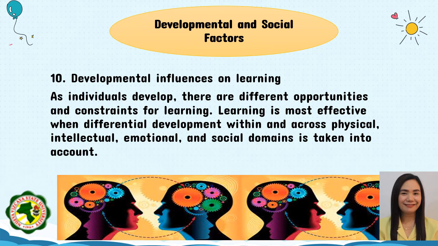The first principle under this is what? Developmental influence on learning. Okay, as individuals develop, there are different opportunities and constraints for learning. So as an individual develops or grows, there are opportunities. There are things he wants to learn and there are also things he doesn't want, the constraints for learning. He begins to see that some things are difficult, okay, he starts to complain. And it also opens the door for him to new learnings.